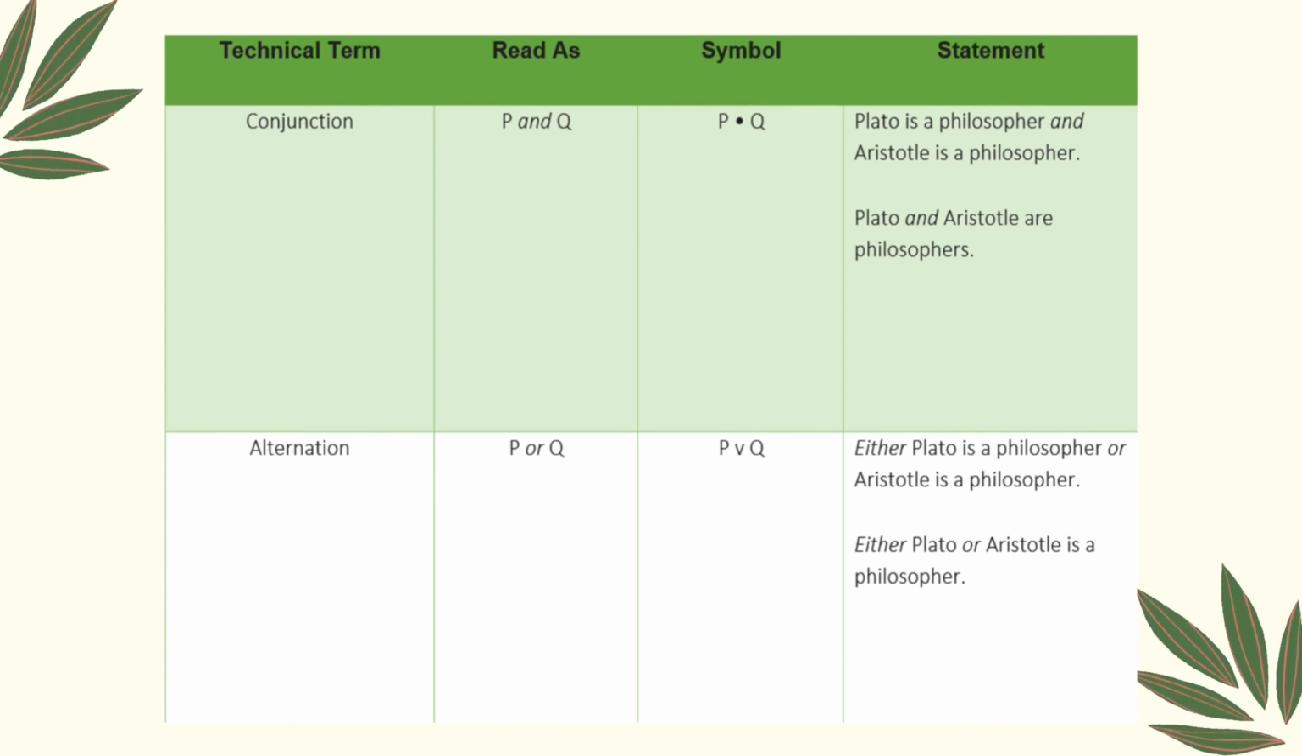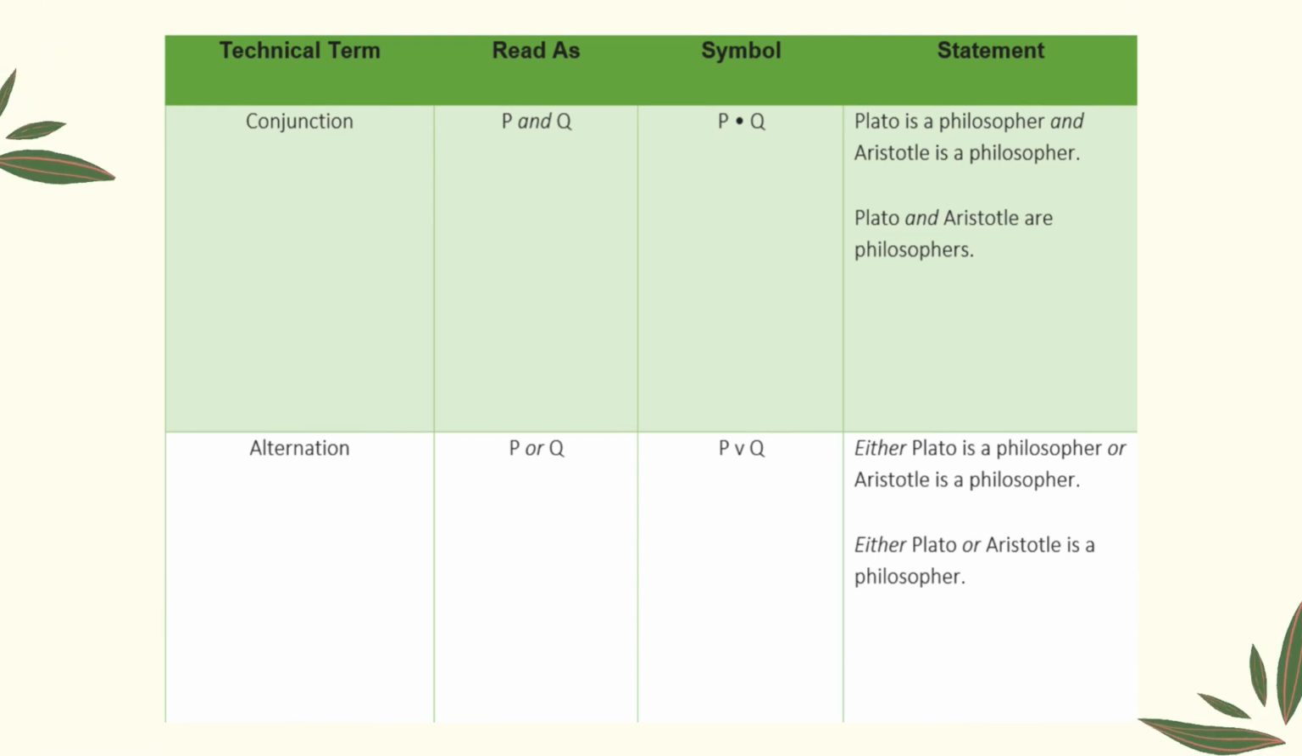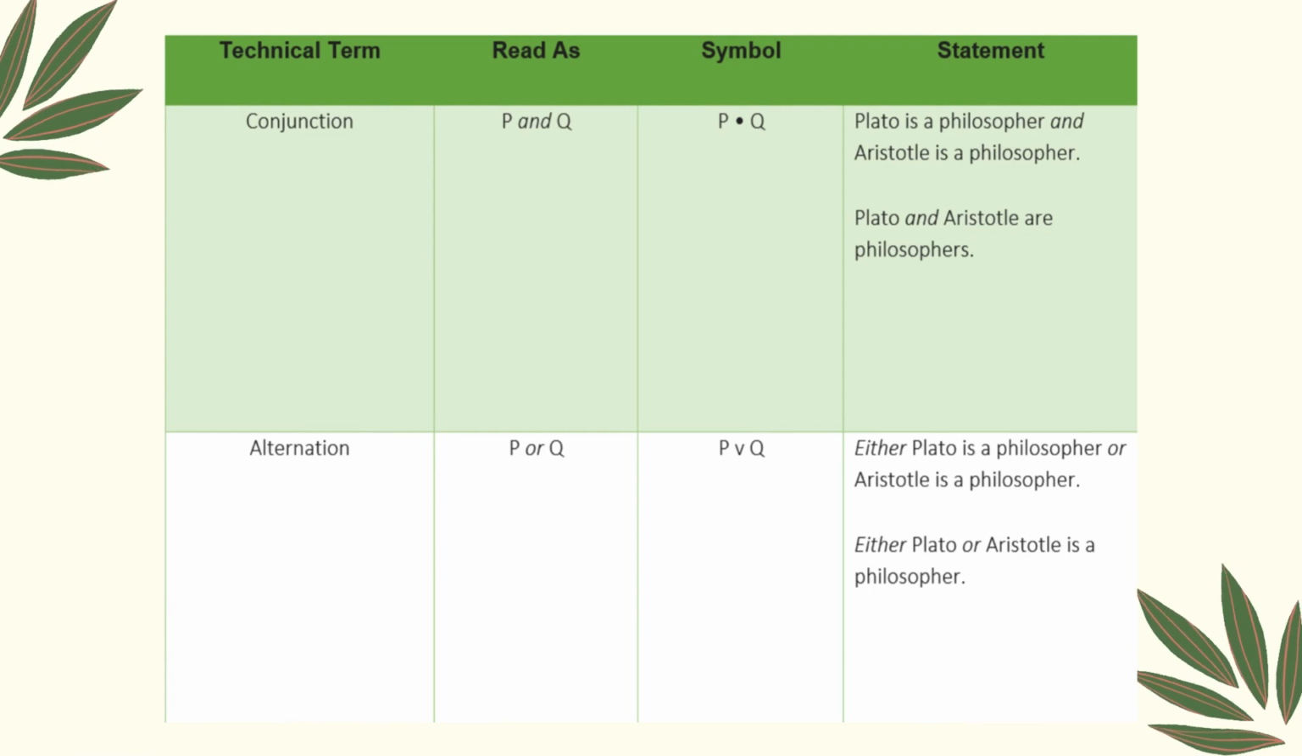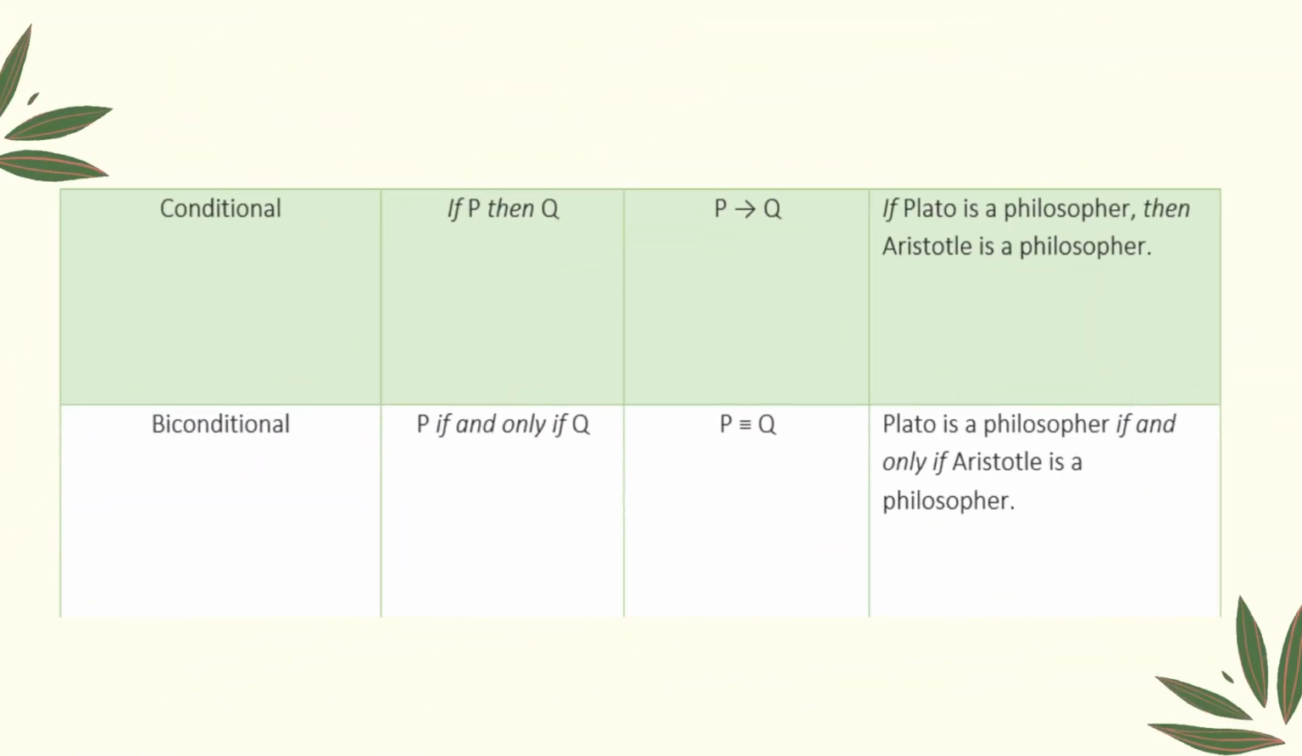First, for conjunction: Plato is a philosopher and Aristotle is a philosopher. Then, Plato and Aristotle are philosophers. Next, alternation: either Plato is a philosopher or Aristotle is a philosopher. Then, either Plato or Aristotle is a philosopher. Third is the conditional statement: if Plato is a philosopher, then Aristotle is a philosopher. And lastly, the biconditional statement: Plato is a philosopher if and only if Aristotle is a philosopher.